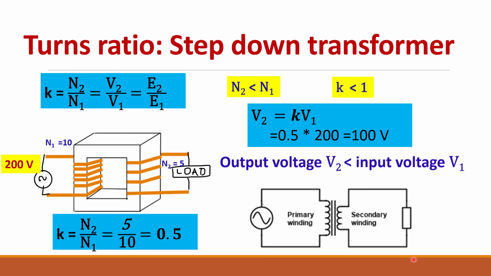How to draw the step down transformer? You should always draw the number of turns more in the primary compared to the secondary.